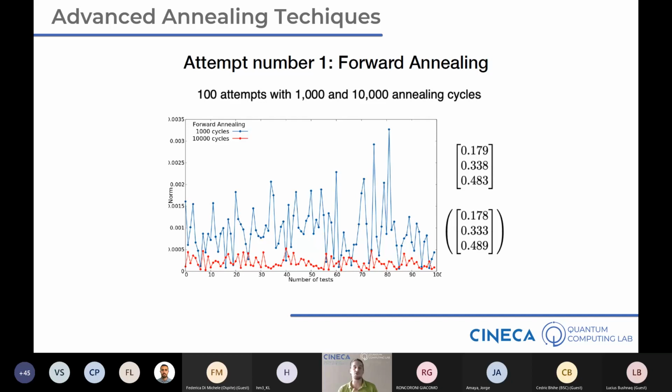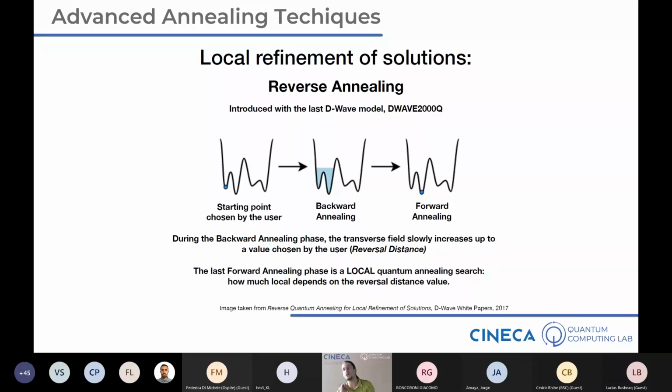I tried to use a simple annealing to solve the problem, using 100,000 annealing cycles and 100 tests, and I never found the real value. But I was expecting it, because this binary representation of numbers is a mess for this kind of problem. I obtained something really near to the real solution, but not the real solution, not the global optimum. How to obtain the global optimum? Using some refinement of the solution.